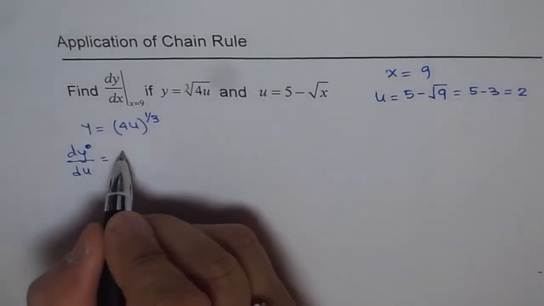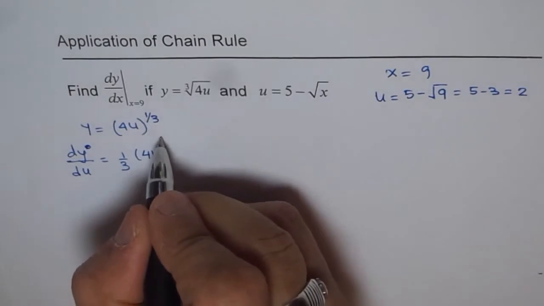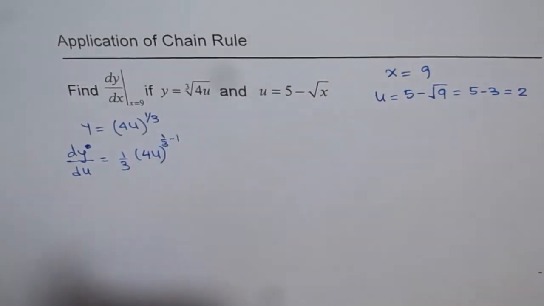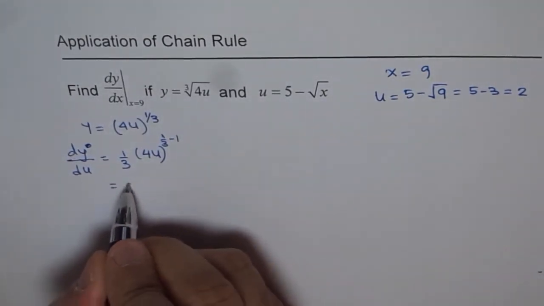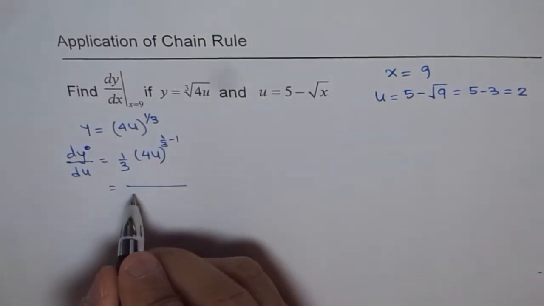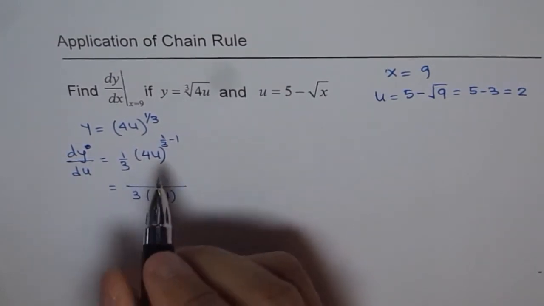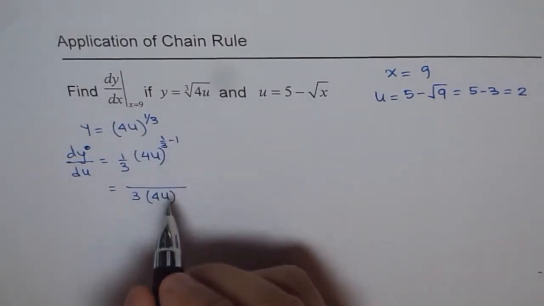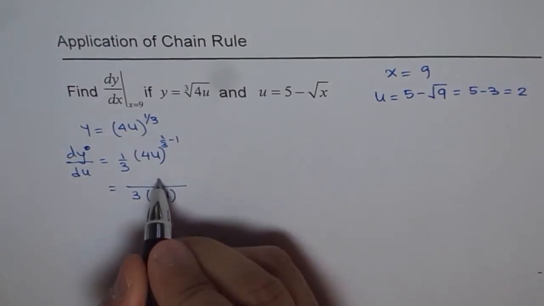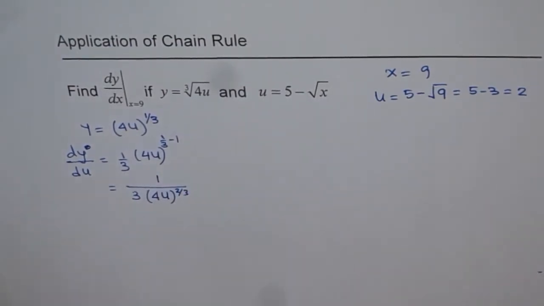So we get 1/3 times (4u) to the power of 1/3 minus 1. Now 1/3 minus 1 will give us minus 2/3, right? So we get 3 here, and then we have (4u) to the power of, since it is minus 2/3, I brought it down, right? So we'll just write 1 here, 2/3, correct? So that is what we get in the denominator.